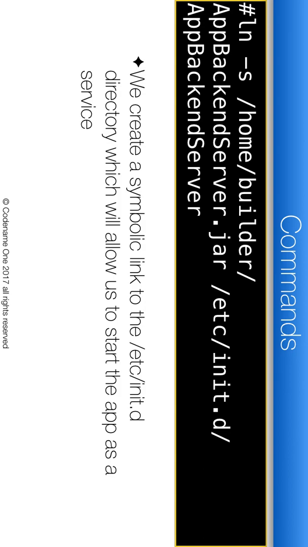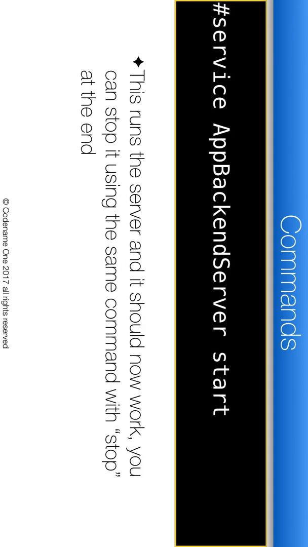In this case, I created a symlink in /etc/init.d named app backend server. Notice that it doesn't have the jar extension. This points to the jar file we have in the builder home directory. If you know Linux or Unix, this might look really weird. You might be thinking, what the hell just happened?